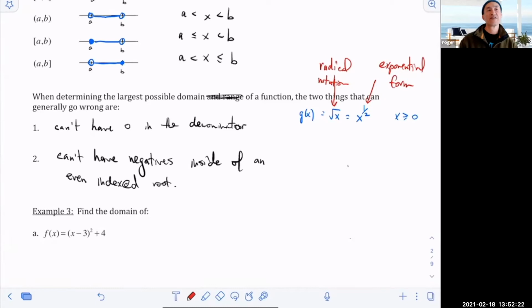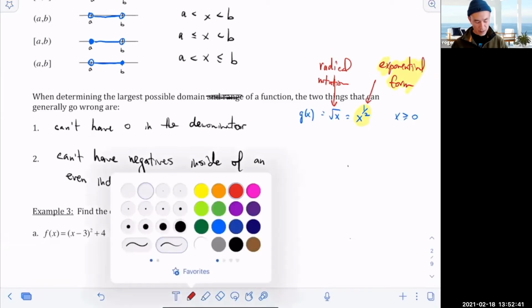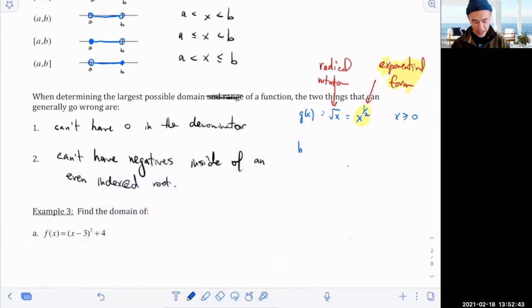Guess which one we like better in this class? Does anyone have a guess? We like exponential form better. It's not clear to you why, but we do. So I want to make sure that we're all on the same wavelength here. Let me talk a little bit more about this. Let's have h of x equal to something like this. If I wanted to write that in exponential form, how would I do that?